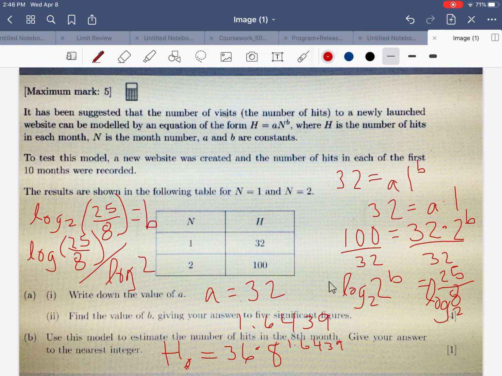Then we got a times that. Okay, I'm sorry. I wrote 36. That was supposed to be 32. Anyway, so 32 times 8 to the power of 1.6439 is 976.65. It says give it to the nearest integer. So that's 977.